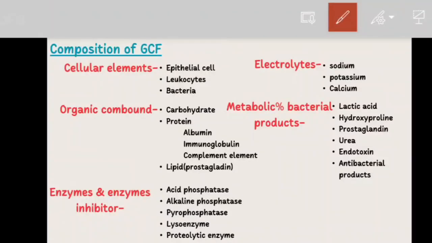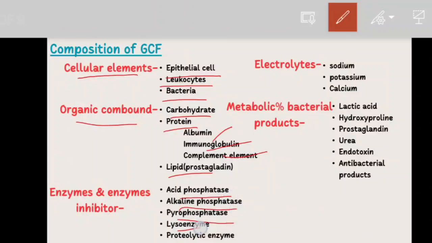So now let's talk about the composition of the GCF. GCF contains cellular elements like epithelial cells, leukocytes, and bacteria. Organic compounds include carbohydrates, proteins, which are albumin, immunoglobulin, complement elements, and lipids. Enzymes and enzyme inhibitors are acid phosphatase, alkaline phosphatase, pyrophosphatase, lysozymes, and proteolytic enzymes.